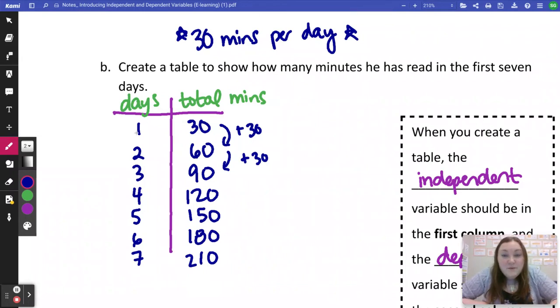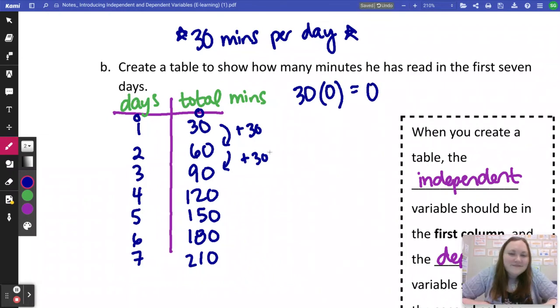Notice I started my table with 1 day. There's an extra row we could have put at the top of this table. If he read 0 days, how many minutes would he have read? Well, if he reads 0 days, that means he didn't read at all. So he read 0 minutes. You could figure that out just using what you know about life. And if you don't read, that means you read 0 minutes. Or you could, again, use that equation we were talking about earlier. If I take the 30 times the number of days, I get the total minutes read, and 30 times 0 is 0.